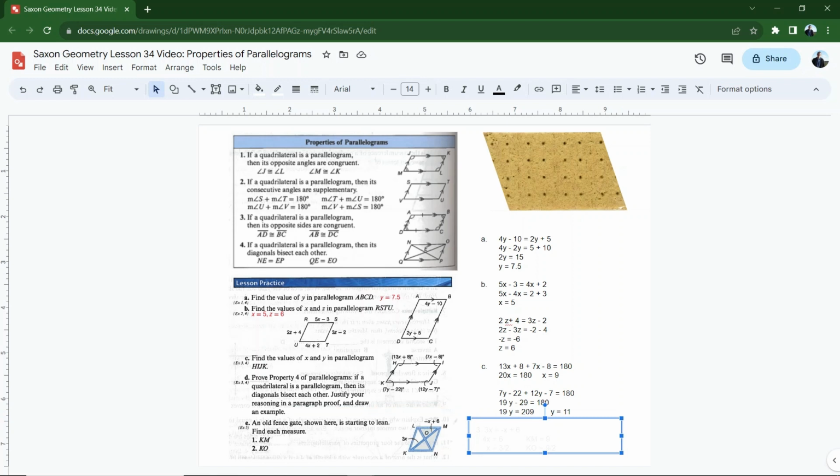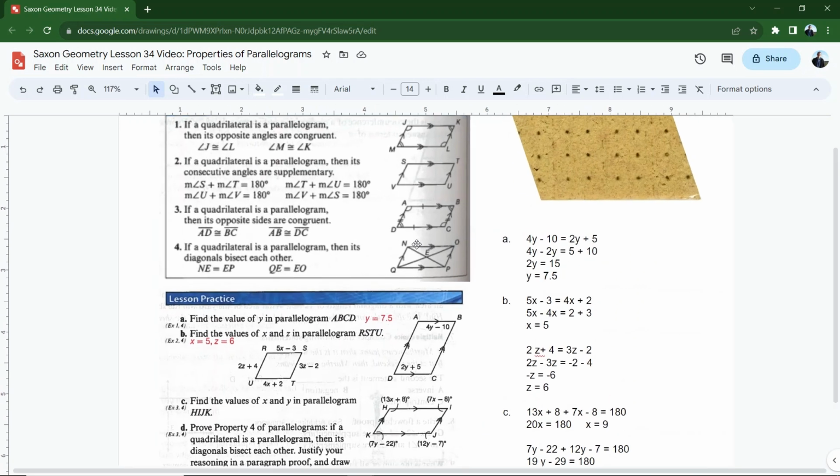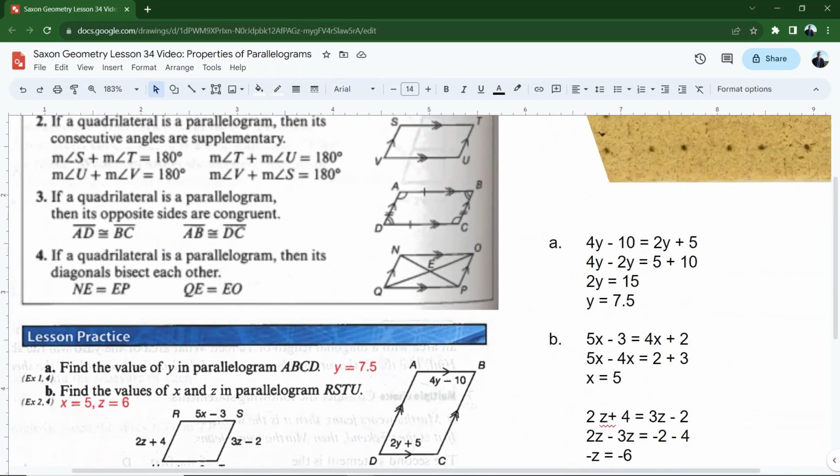All right, letter D is a different kind of question. This asks me to prove property 4 of parallelograms. I'm just going to do this out loud by talking this through using this image up here. So let's zoom in on this image. So we have to prove that if a quadrilateral is a parallelogram, then its diagonals bisect each other.